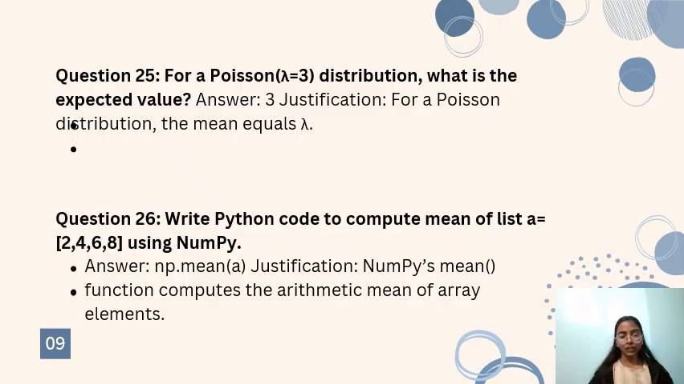Moving to the next question, 26. Write Python code to compute mean of list A is equal to 2, 4, 6, 8 using NumPy. We have the list A is equal to 2, 4, 6, 8. We have to write the Python code for this question. Here the justification is that NumPy's mean function computes the arithmetic mean of array elements. Here the NumPy mean function is used, which is np.mean(A). So we have to calculate the mean of all the values given in the question.